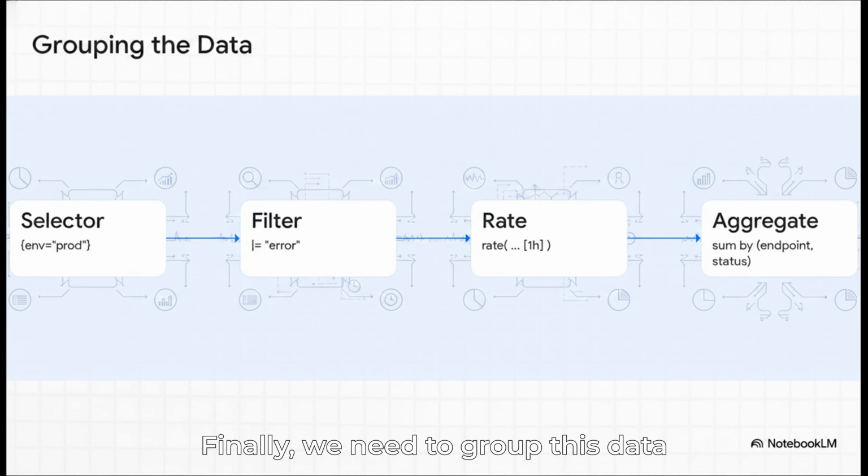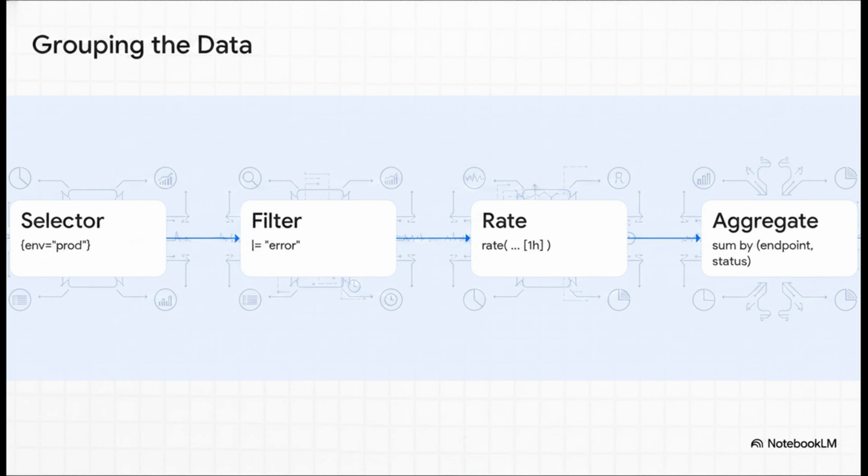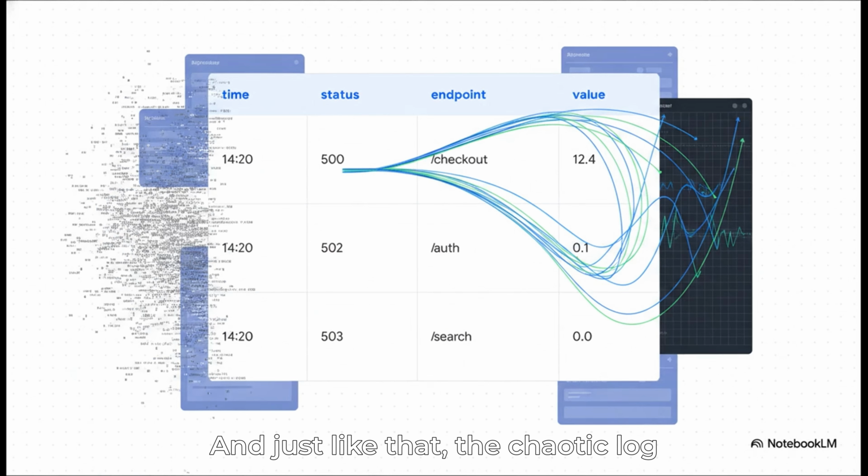Finally, we need to group this data logically so it actually makes sense. We apply the sum by operator, grouping by status code and endpoint, and we wrap the entire metric expression in it. This takes all those individual error rates across all our different pods and combines them into really meaningful categories. And just like that, the chaotic log lines completely vanish. In their place is this perfectly clean time series output. We now have a precise numeric value for our error rate over the last hour, perfectly organized by endpoint and HTTP status code.